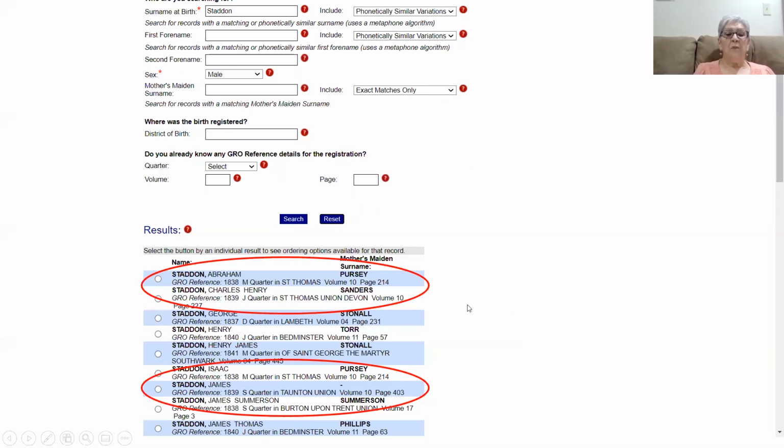Well, I did find them. There's Abraham and there's Isaac, both in St. Thomas and both in 1838. And their mother's maiden name is Percy. Percy, not Cottle. Now I'm getting worried at this point.